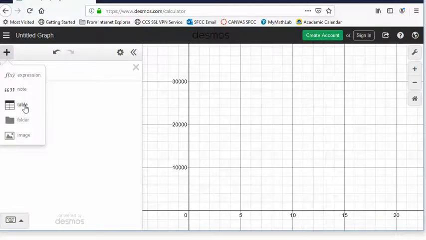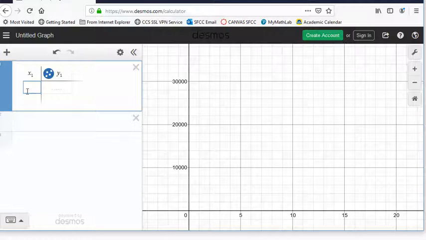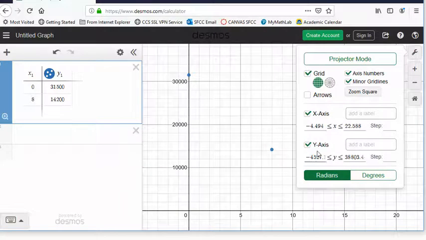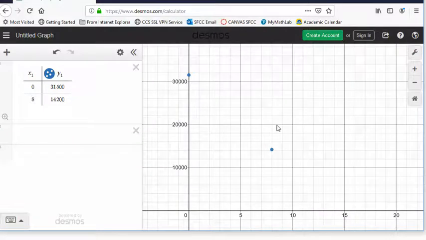So in Desmos, I'm going to add a table, and my first x value of 0 was 31,500. And then 8 years later, it was 14,200, right? Notice over here I've had to set up my scale so this makes sense. In Desmos, you do that here with this little wrench, and you can set these how you want. In your graphing calculator, you have to go to the window and change the Y min and Y max and all that kind of stuff. A lot of times students say, oh, I can't see the graph. Well, that's because it's up here at 30,000 and you're only looking at a 10 by 10 window. So that's important to make sure you have your window set.